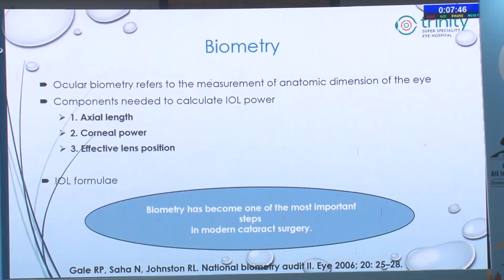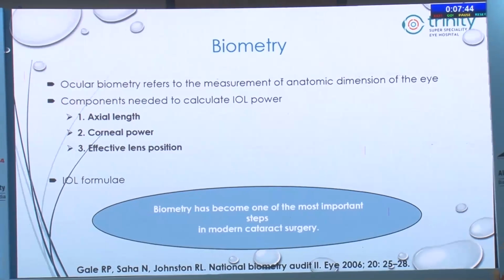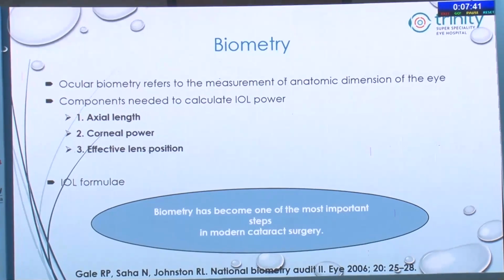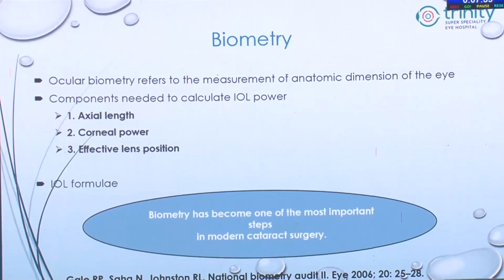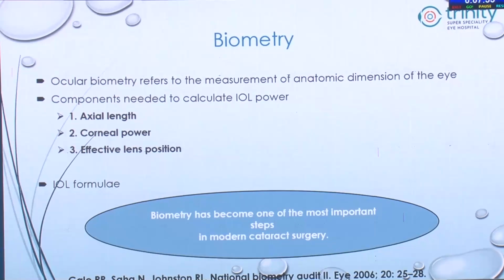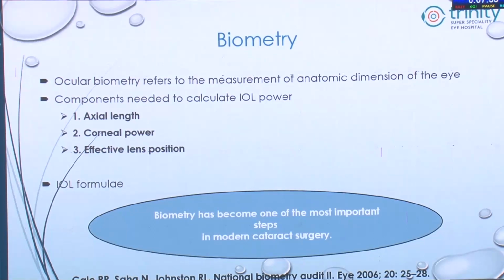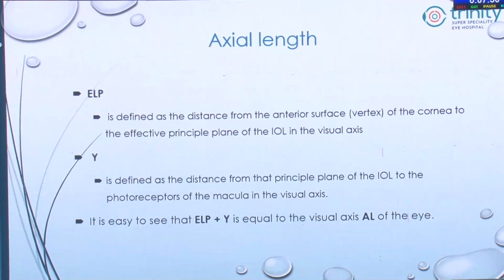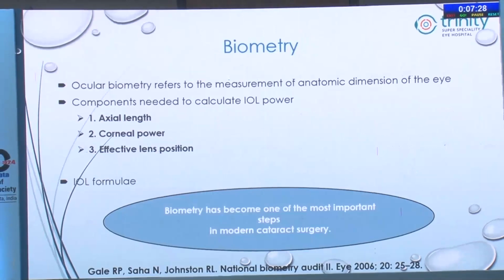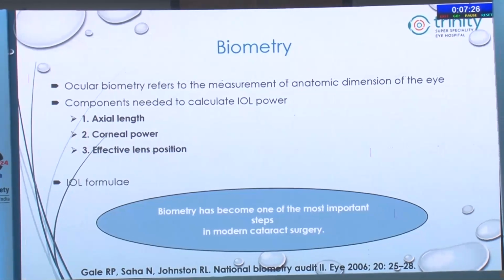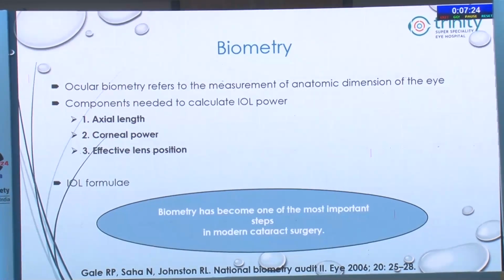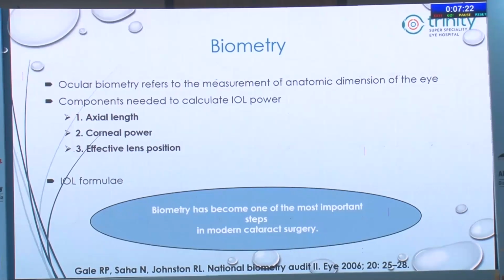Ocular biometry refers to measurement of the anatomical dimensions of the eye. The components of IOL power calculation are axial length, corneal power, and effective lens position. Now axial length and corneal power can be correctly measured, but effective lens position can only be predicted. It cannot be calculated, then we put them in a formula. So biometry has become one of the most important steps in modern cataract surgery. As Dr. Elan was telling, if biometry is not correct, whatever lens you use, whatever good surgery you do, results will not be good.